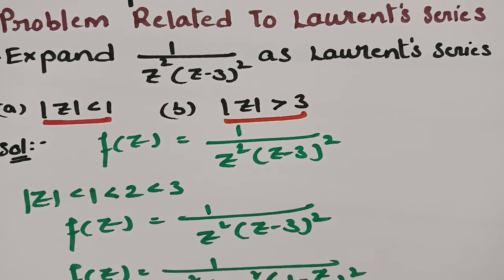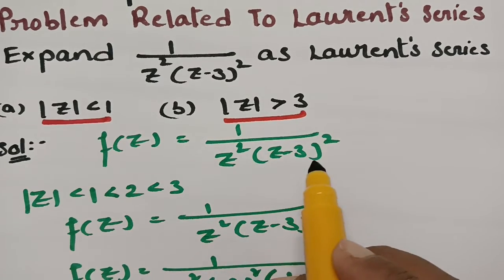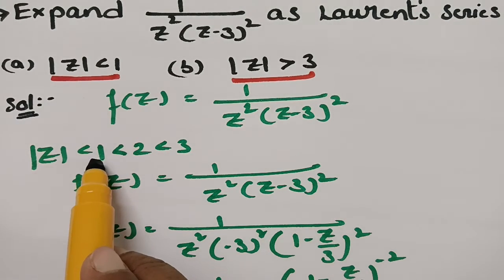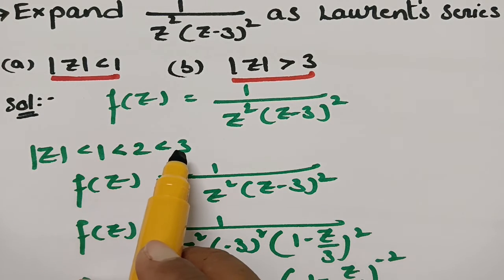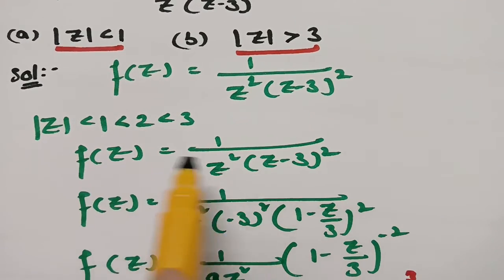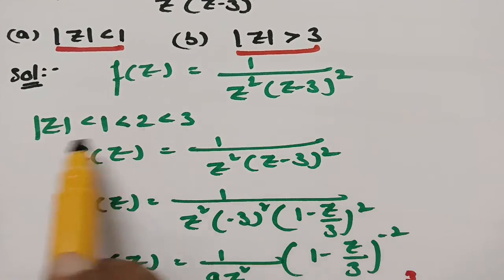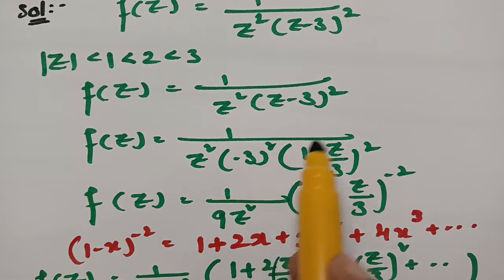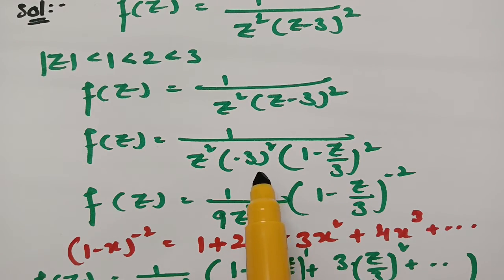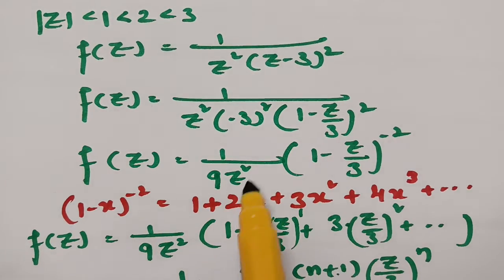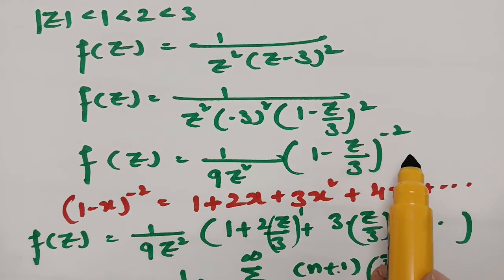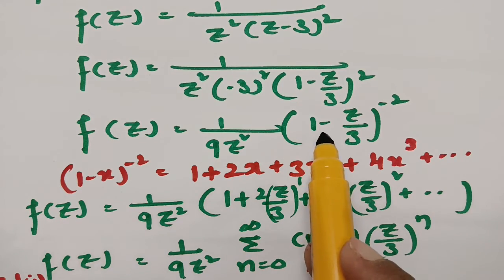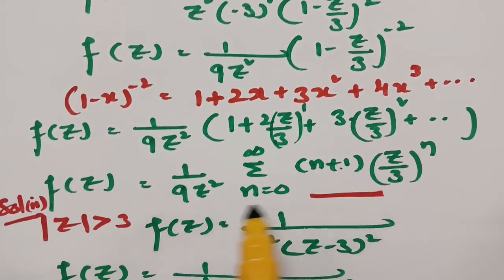See, first of all, what is given? f of z is given as 1 by z square into z minus 3 square from the question. And the region is given as mod z less than 1. If z is less than 1, it is less than 2, less than 3, and so on. If you compare z and 3, which one is greater? 3 is greater, that's why I have taken 3 common. After taking it out, minus 3 square is positive 9, so 9 z square into 1 minus z by 3 power minus 2. And this is the binomial expansion of 1 minus x power minus 2.